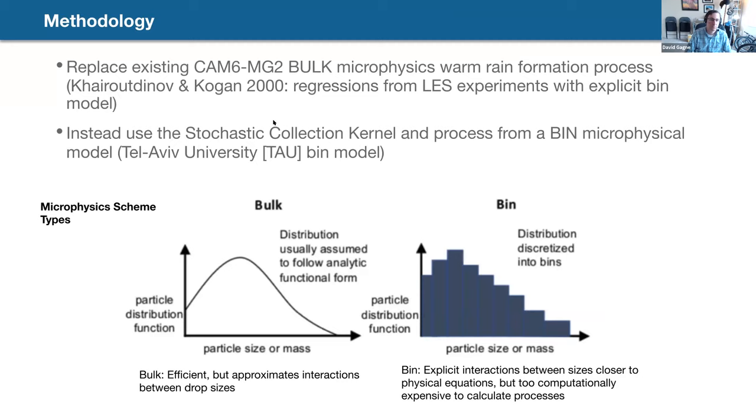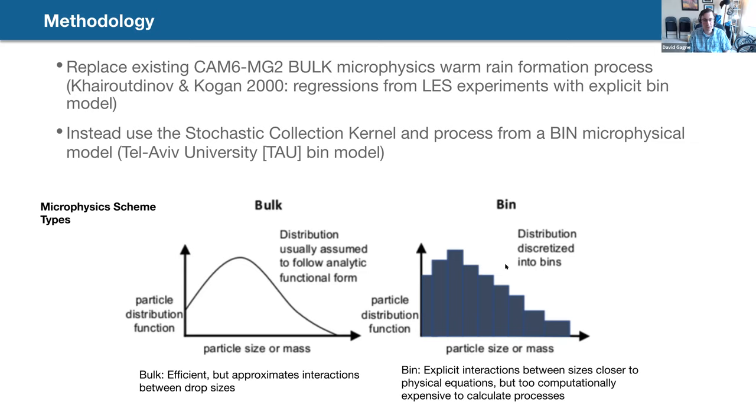So in this particular case, we're going to replace the existing CAM6 MG2 bulk microphysics warm rain formation process. We're not replacing the entire microphysics, we're just replacing one subroutine, one part of it, with an explicit bin model from the Tel Aviv University, or TAU, bin model. And here's an example of bulk on the left versus bin on the right.